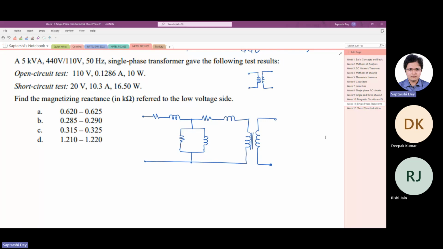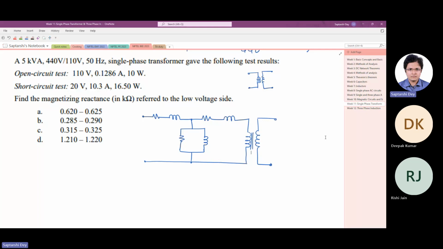Now, since we have to find out the core loss, we will send it to full voltage. Why full voltage? Because that is where the operating point of the transformer lies. So open circuit test is done at full voltage. Now, since it is done at full voltage, it is done at the low voltage side.